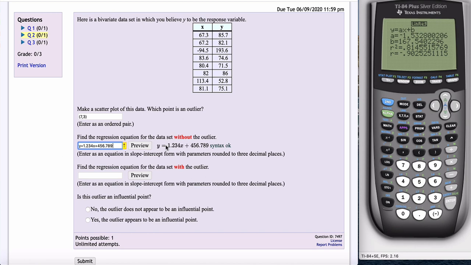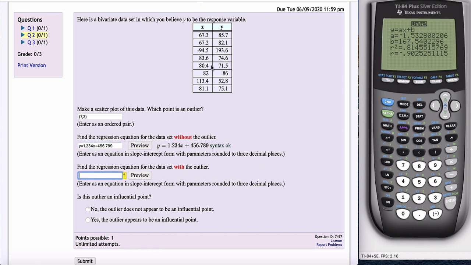So y equals, I think there was one in a previous assignment where you didn't put in the y equals part. And then something, x plus something. Use a lowercase x, lowercase y, and the equal sign. This is your LSR line without the outlier. You'll do something down here for the LSR line with the outlier.